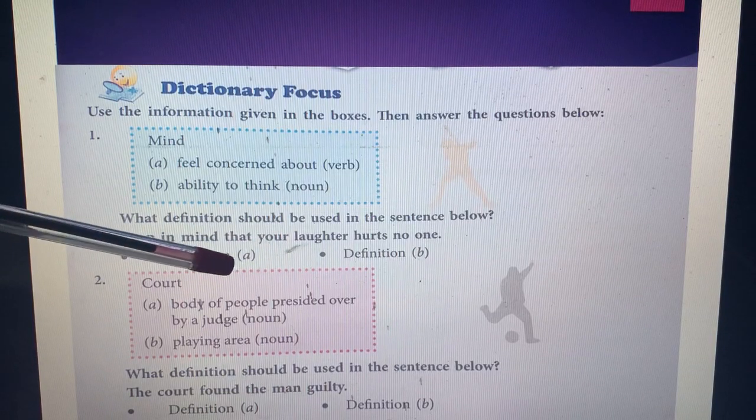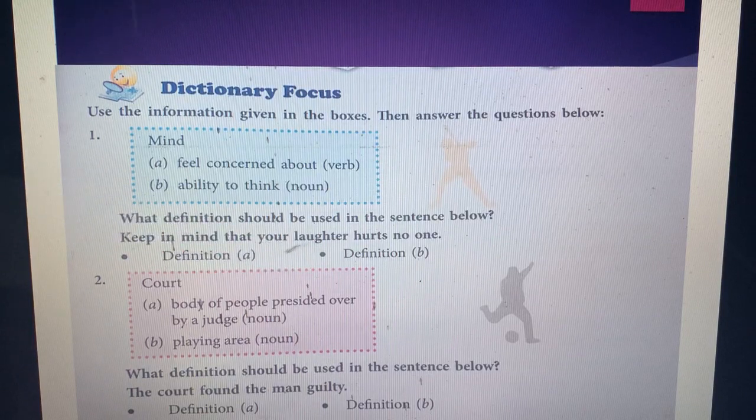Keep in mind that your laughter hurts no one. Fine. Ab aapko in box mein se use karna hai mind. Mind ko hum kya bolte hain? Feel concerned about. Verb. Verb kya hoti hai? It's a doing word. And noun is some name. Ability to think. Mind. What a mind does? Uske andar kya hai? Ek ability hai sochne ki.